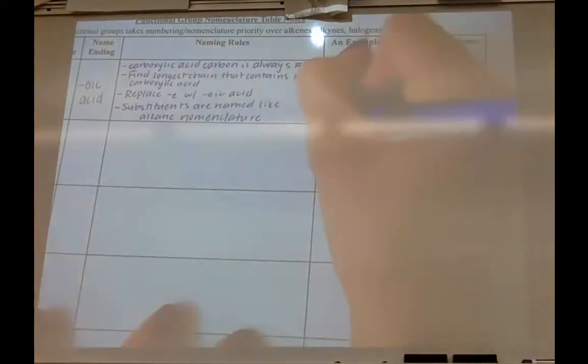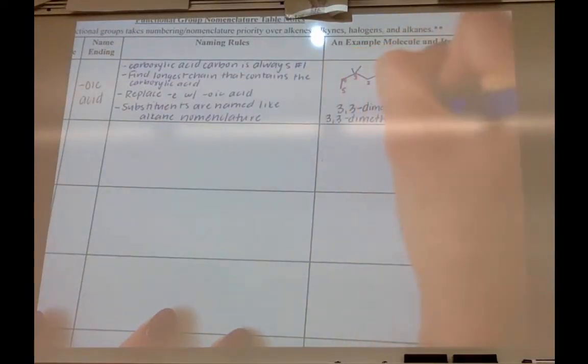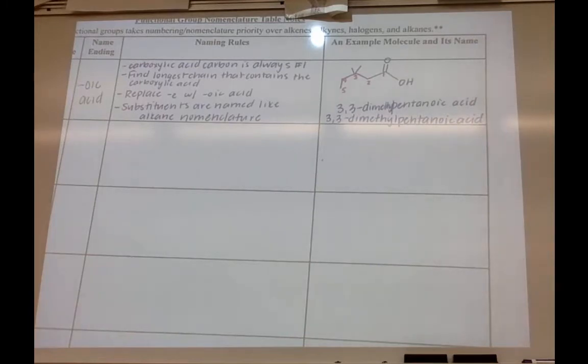I'm going to write it better down here. 3, 3, dimethyl pentanoic acid. So dimethyl pentanoic is all one word, and then a space with acid. Carboxylic acids are the top priority when it comes to naming.